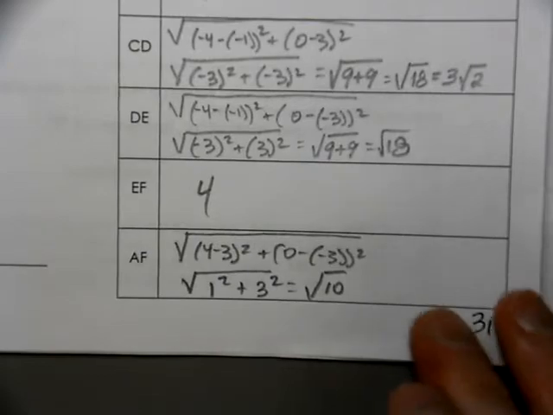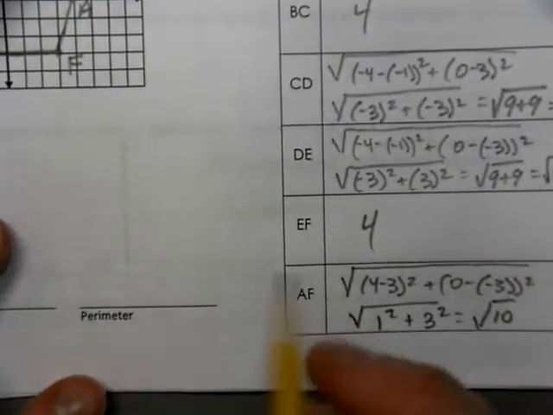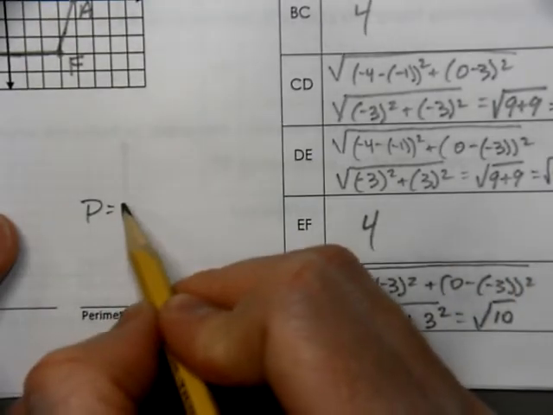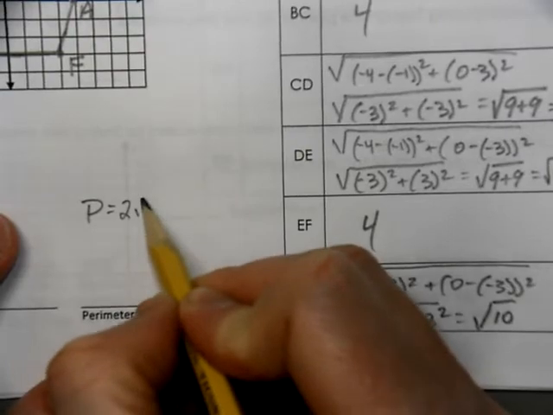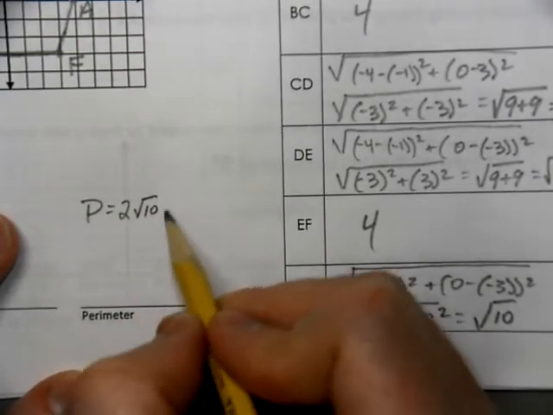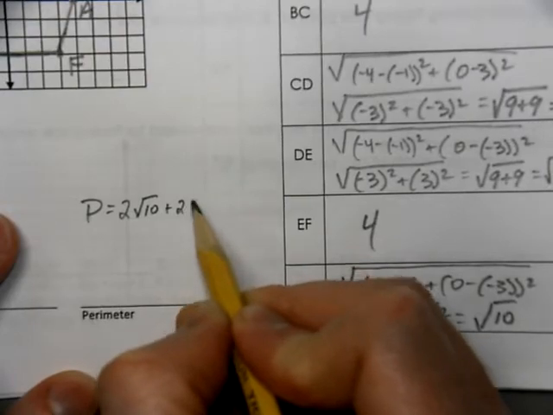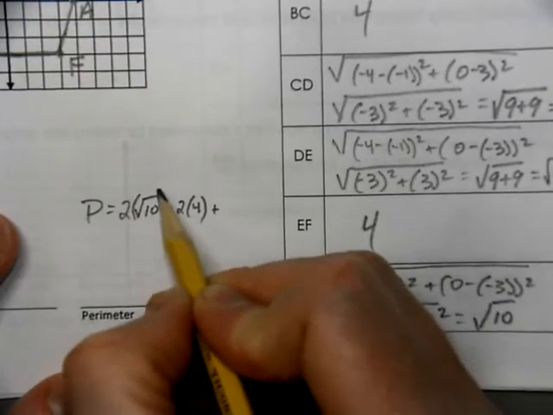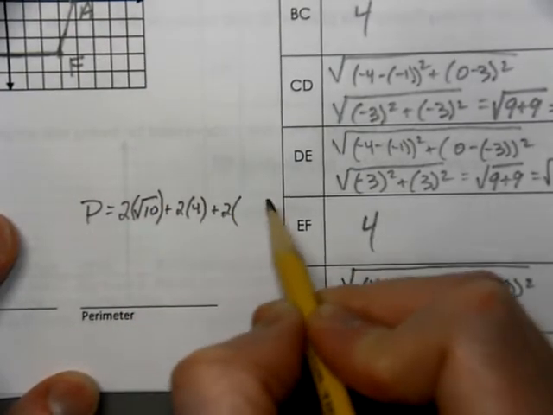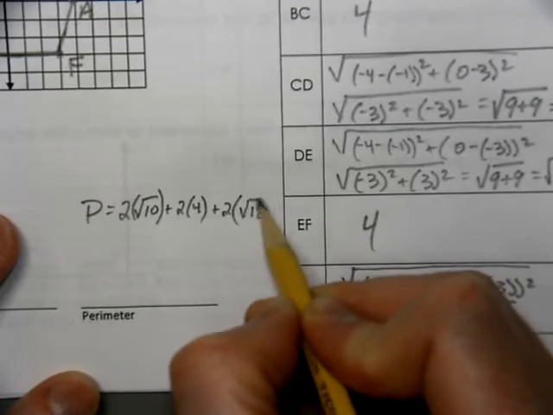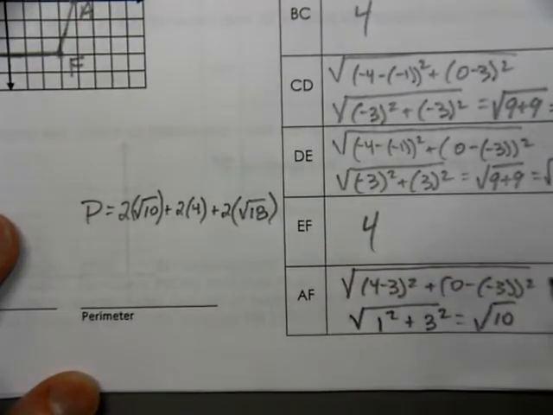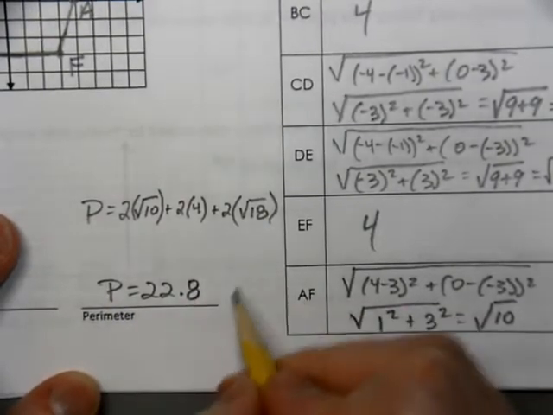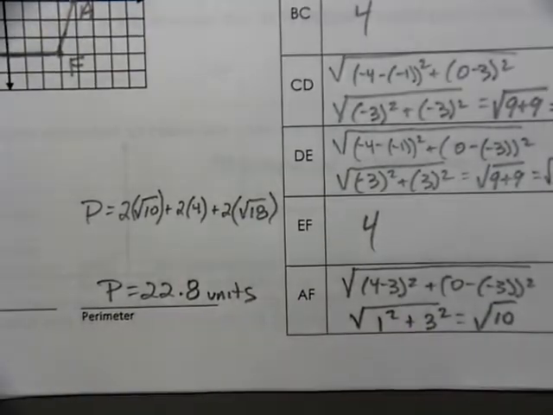So to calculate out our perimeter, the perimeter is going to be 2 square root 10s. We have 2 of those. We have 2 lengths of 4. And we have 2 lengths of square root of 18. So using our calculator, that'll come out to be 22.8 units.